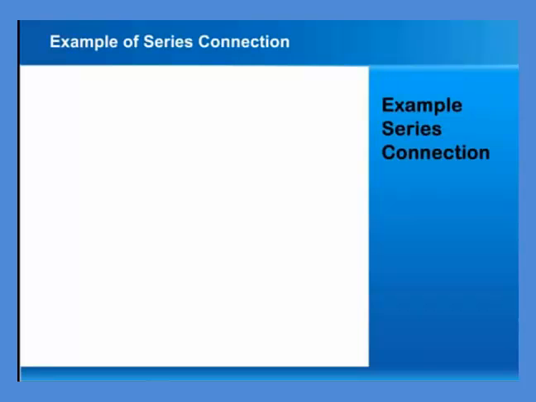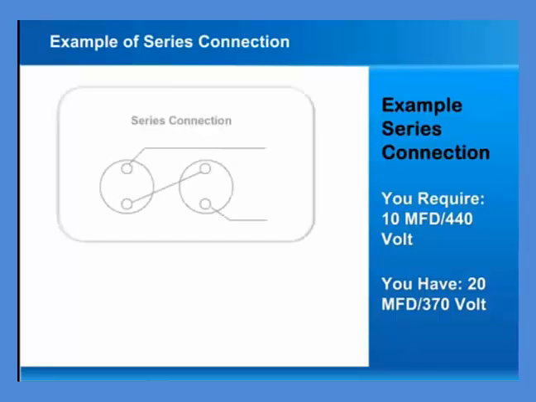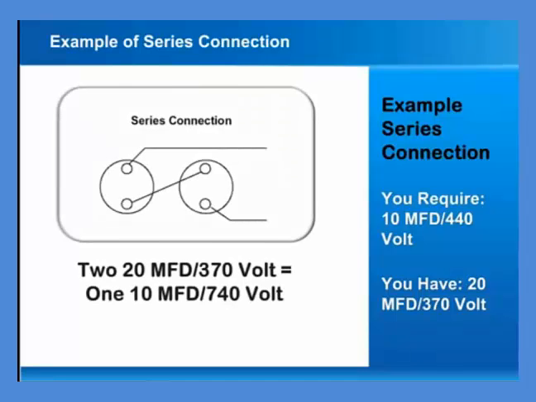Perhaps a 10 MFD 440 volt capacitor is required, but you only have two 20 MFD 370 volt capacitors available. By connecting these two capacitors in series, you will attain the equivalent to a 10 MFD 740 volt capacitor. The MFD rating matches the requirement exactly. The resultant higher voltage rating is acceptable.